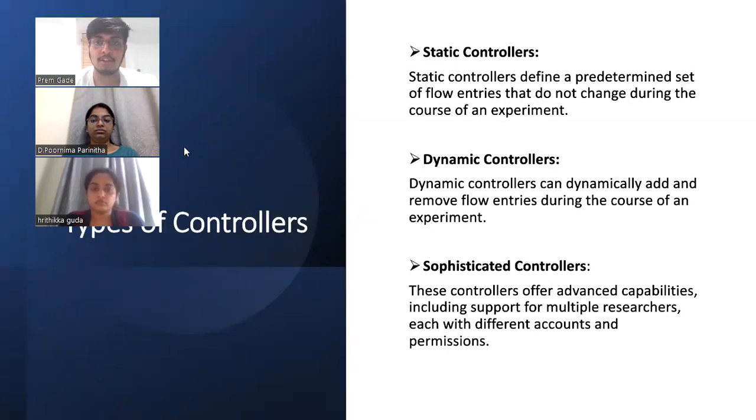Types of controllers. There are three types of controllers: static controllers, dynamic controllers, and sophisticated controllers. Static controllers define a predetermined set of flow entries that do not change during the course of an experiment. Dynamic controllers can dynamically add and remove flow entries during the course of an experiment. Sophisticated controllers offer advanced capabilities, including support for multiple researchers, each with different accounts and permissions.